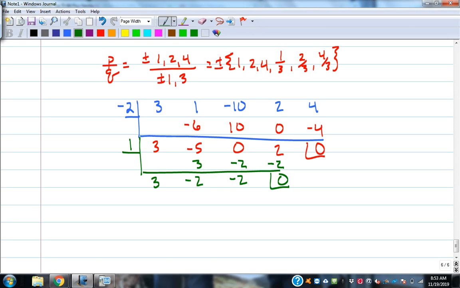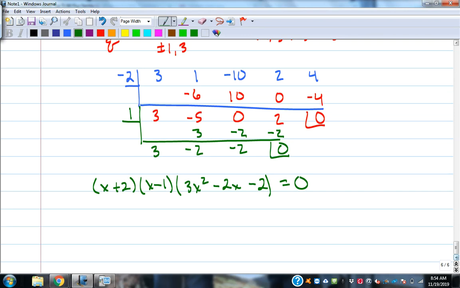So we've done synthetic twice. So the first time we did it, this red line here is x cubed, because we started with x to the 4th. Now this green line is going to be x squared, right? So this is a quadratic left. So we have those two factors: x plus 2, x minus 1, and then we have 3x squared minus 2x minus 2. And all of that, we're setting each one of those equal to 0.